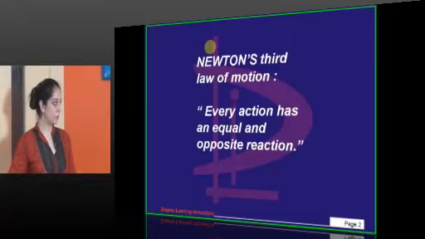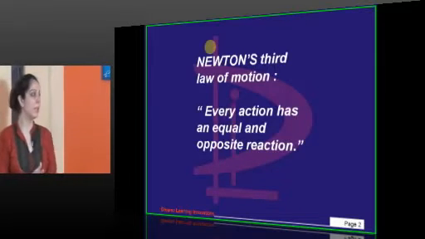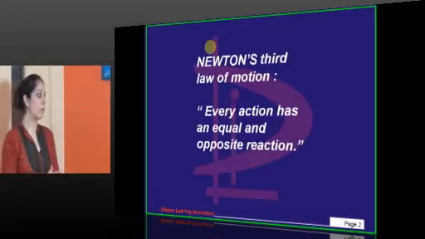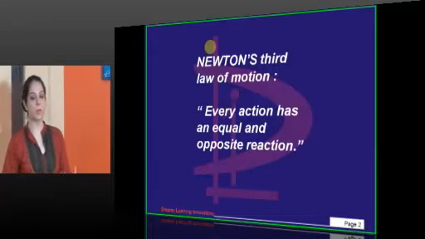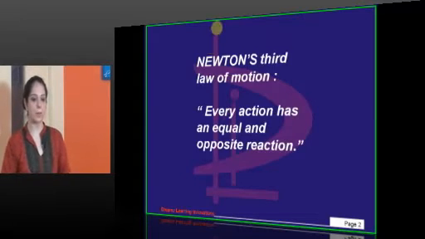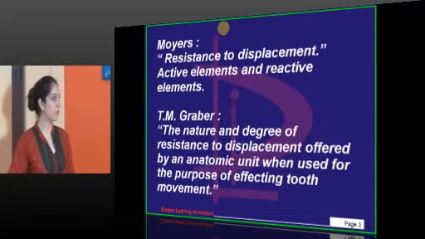we know that there's Newton's third law of motion, which states that everything that has an action has an equal and opposite reaction. So when you try to pull something, concurrently things get pushed also. So there's an equal and opposite reaction happening in the arches when there is retraction.